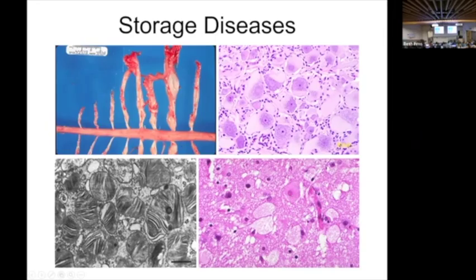And then on EM, these look really cool. So often EM is needed to actually definitively diagnose which storage disease it is because you need to look at the product. And this is electron microscopy of the actual lysosomes, filled with undigested substrate. These are called zebra bodies or something.